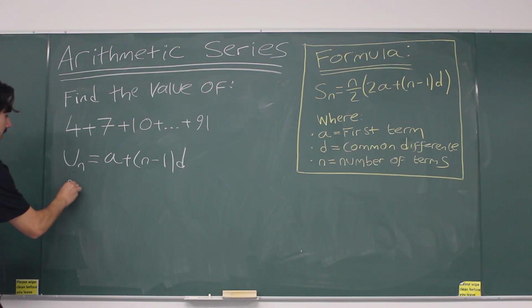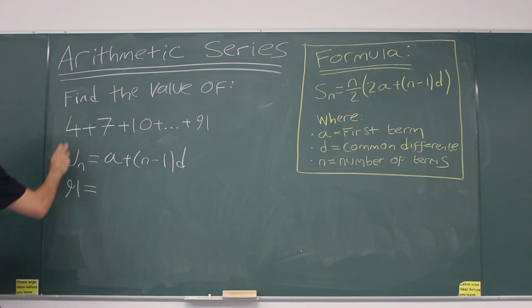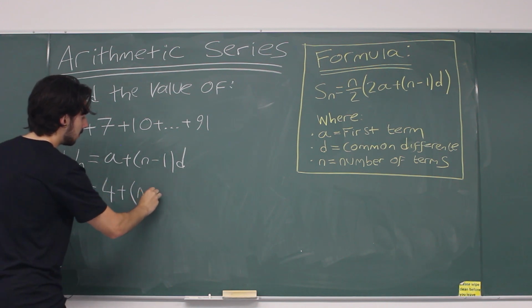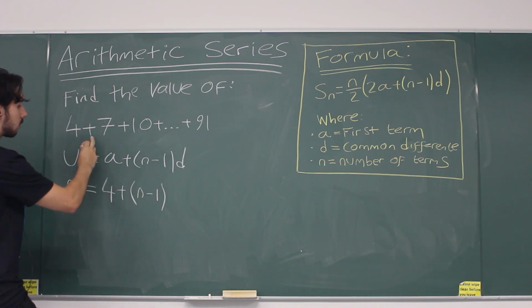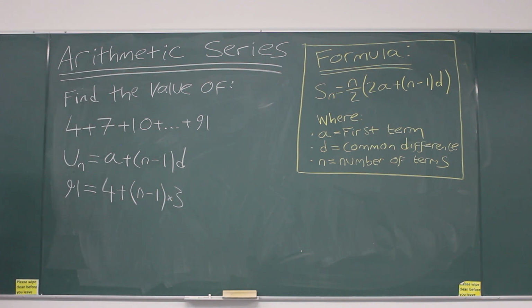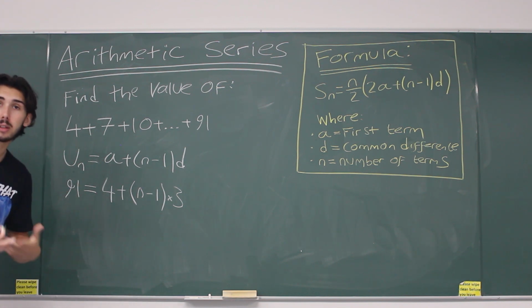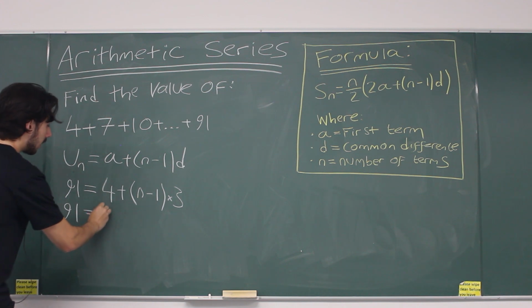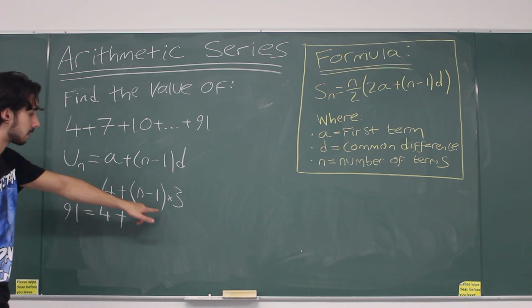So I'm going to say that 91 is the first term, which is 4, plus, and I don't know what n is, so it's going to be n minus 1, and then d is 3. So I'm going to write it like this, and then I can solve for n, and it will tell me which term 91 is. It will say 91 is the whatever term. So if we rearrange, we can do this however we want, but 91 equals 4 plus, and then let's expand these brackets out.